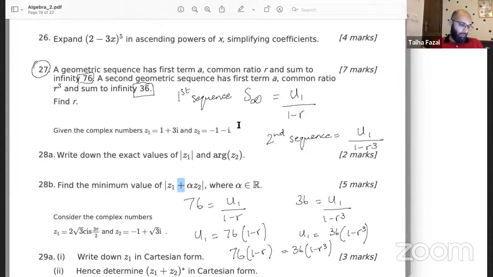So now that we have gotten up to this point, which is 76 into 1 minus r is equal to 36 into 1 minus r cubed, I'm actually going to try and solve this using the remainder and factor theorem. So let me just share my whiteboard and then we'll continue with this question.